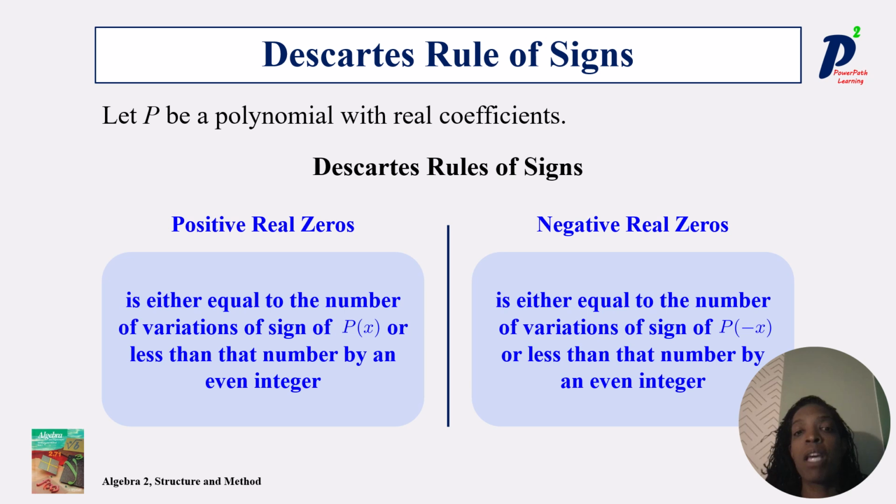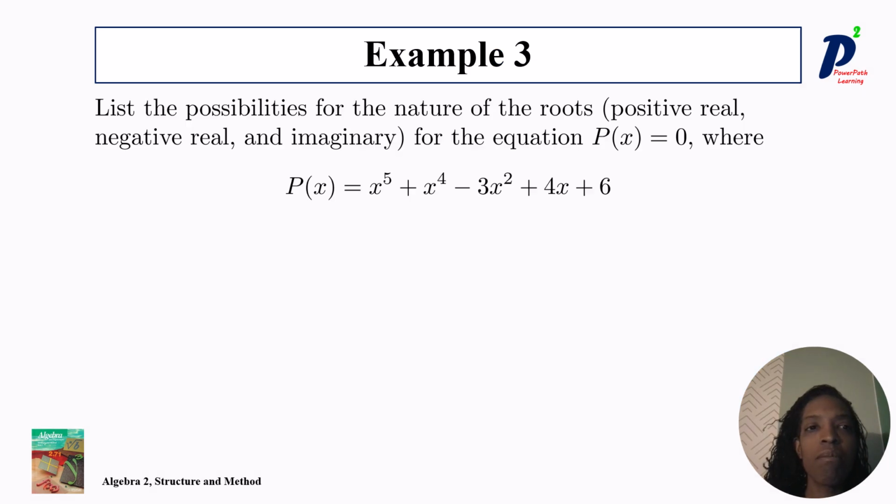On the other side, to find our negative real zeros, we take p of negative x and find the sign changes, and that varies by an even integer as well. So if you have 7 sign changes, it could be 7, 5, 3, etc. All right, let's see if we can see this in action.